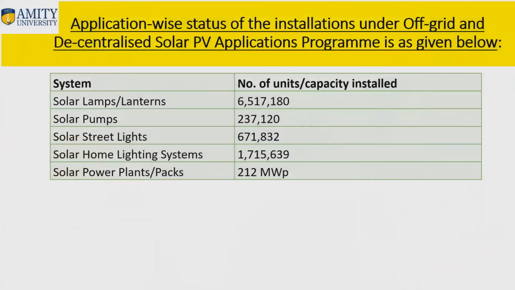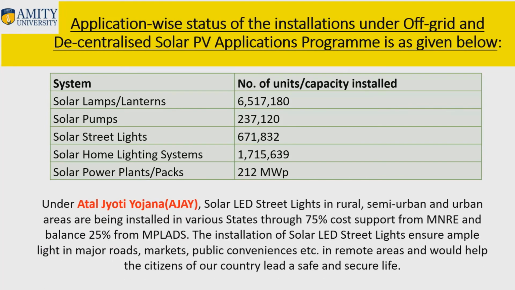Off-grid solar PV applications program is aimed at providing solar PV-based applications in areas where grid power is either not available or is unreliable. As you can see, the self-explanatory application-wise status of the installations under the off-grid program is given on the screen. Also, the Atal Jyoti Yojana phase 2 will cover installation of 300, 4,000 and 500 solar street lights in the different states after successful completion of its phase 1.